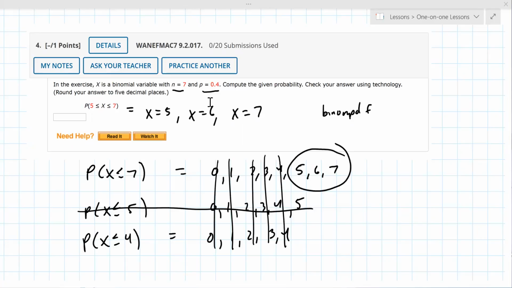But we'll do x equals 5. Okay. So that's the binom CDF. I'm sorry, PDF. PDF means one place. There are 7 trials. Probably 0.4. All right. So for the 5 I get 0.0774144.